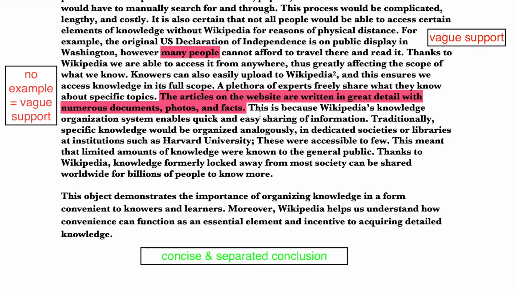I move on to write, this is because Wikipedia's knowledge organization system enables quick and easy sharing of information. Traditionally, specific knowledge would be organized analogously in dedicated societies or libraries at institutions such as Harvard University. I use an example here. I made it more specific. I put in real world context. That's good. These were accessible to few. This meant that limited amounts of knowledge were known to the general public. Thanks to Wikipedia, knowledge formerly locked away from most society can be shared worldwide for billions of people to know more.